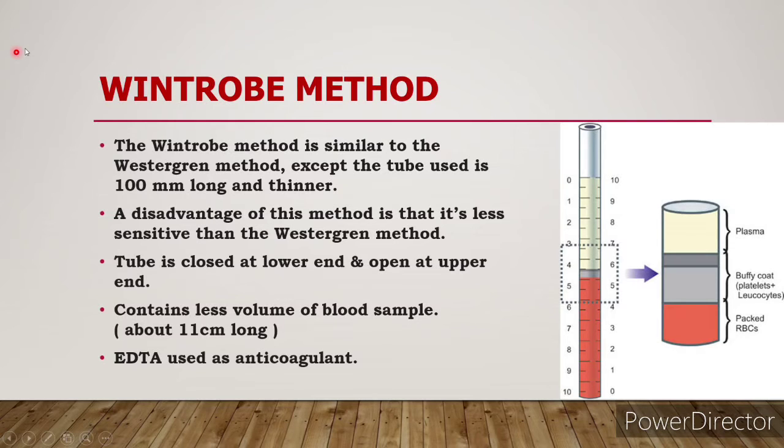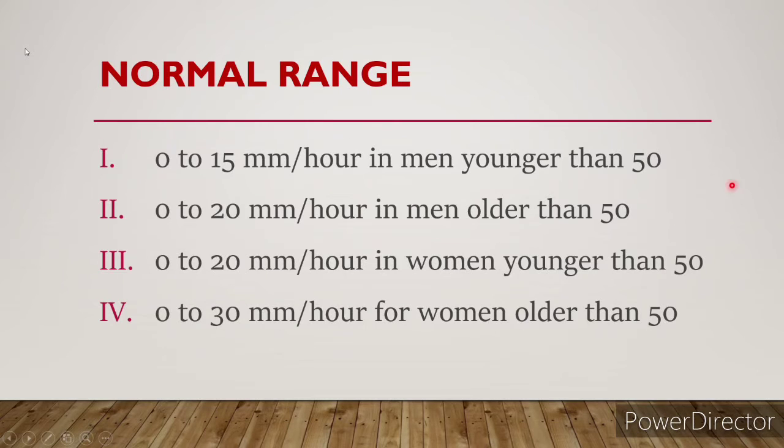So this is the Wintrobe tube. The lower end is closed and the upper end is open, and it is thin and 11 centimeters long. So these are the normal ranges, so you can just remember it.